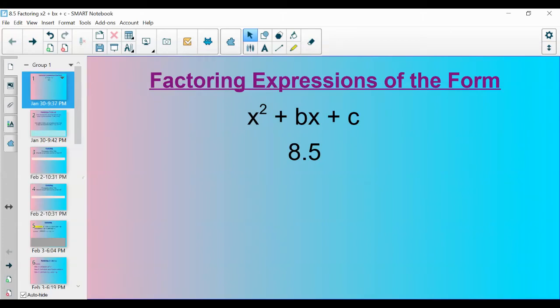Hello, nonlinear algebra. This is a lecture on factoring of the form x squared plus bx plus c. This is one of the most pivotal lessons that we will do all year. It's going to be very important that you put on your thinking caps and really struggle through this with me, as, like I said, this is going to be a really critical section as you move forward.